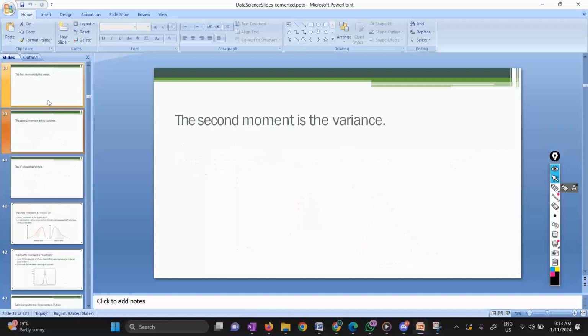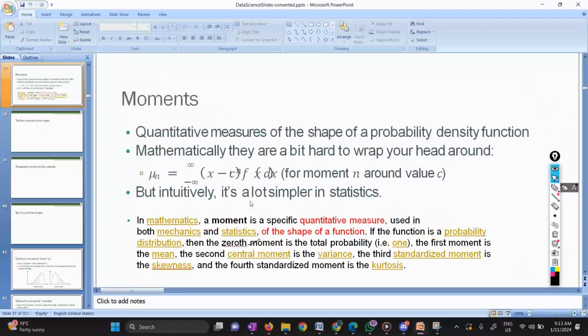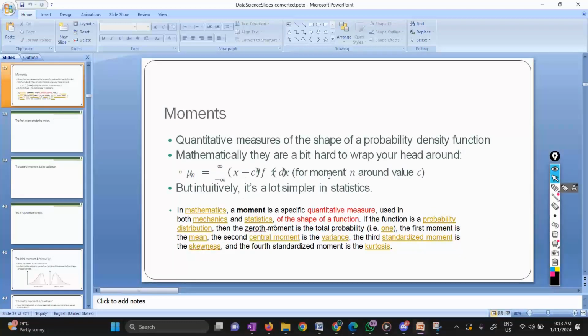Fine, everything is fine. So now there's one thing, let's read this at least. Quantitative measures of shapes of probability density function. That's what it is. You have been able to quantify the shape of the PDF itself. That's all. It's a good statement, right? Intuitively, it's a lot simpler in statistics.